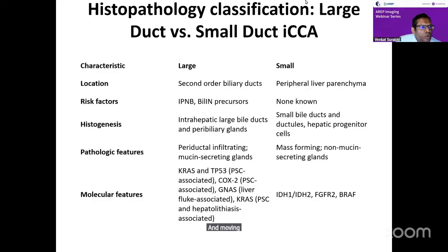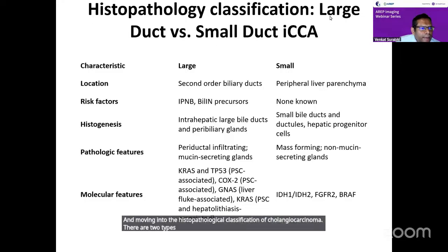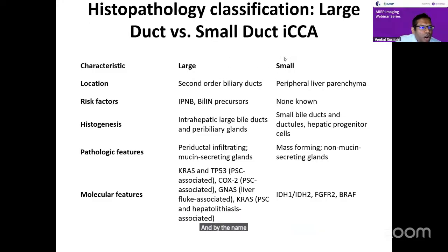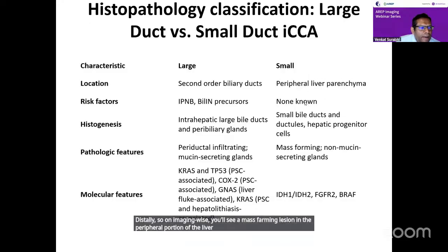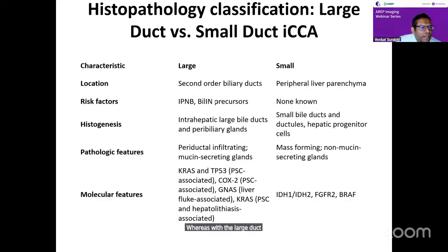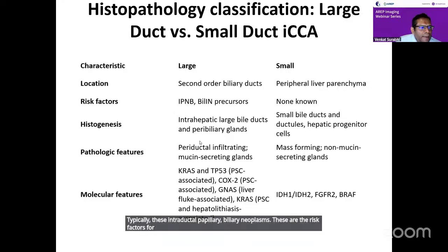And moving into the histopathological classification of cholangiocarcinoma, there are two distinct types, large duct and small duct. By the name itself, the small duct type arises from the small bile ducts distally. So imaging wise, you'll see a mass forming lesion in the peripheral portion of the liver parenchyma. Whereas the large duct type arises from second order biliary tracts, and typically intraductal papillary biliary neoplasms are the risk factors for large duct type.